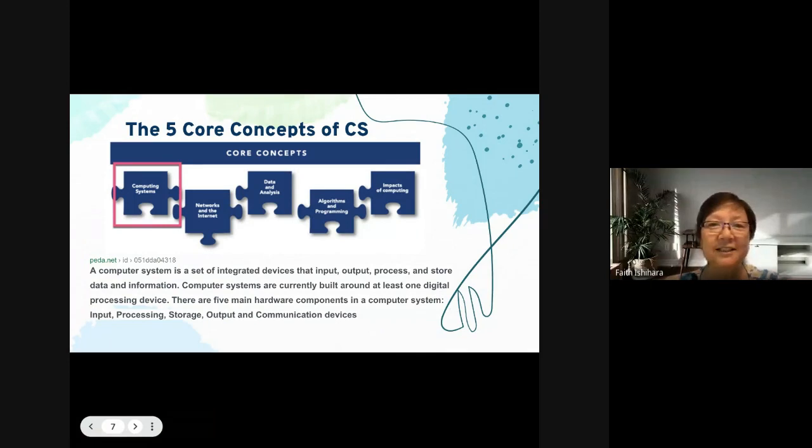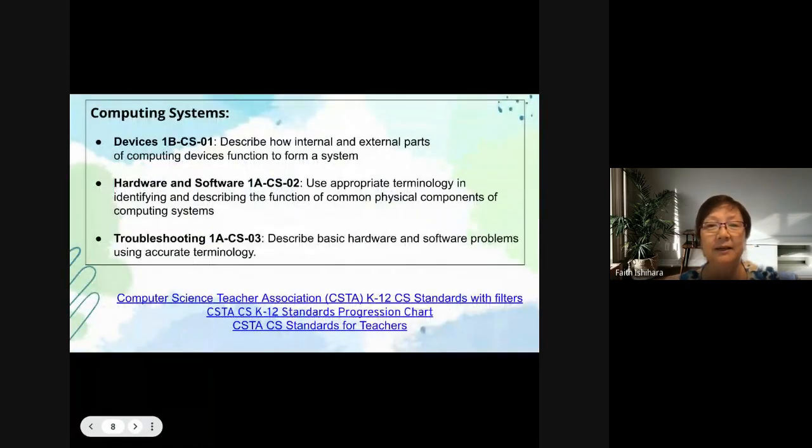Okay, thanks, Janine. So as Janine mentioned, we have covered all of the core concepts in an overview, and today is computing systems. So the core concept is computing system, and the sub-concepts are devices, hardware, software, and troubleshooting. And these are the standards we'll cover today. So we included links to these standards at the bottom, and also a link to the K-12 progression chart, and a link to standards for computer science teachers.